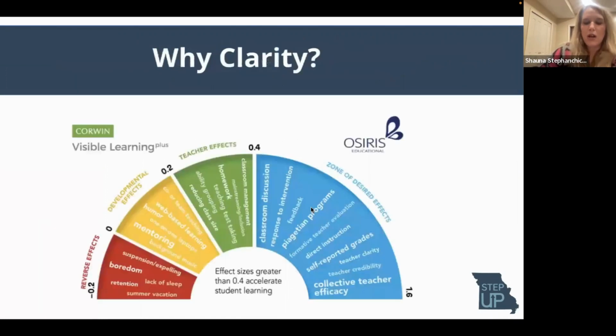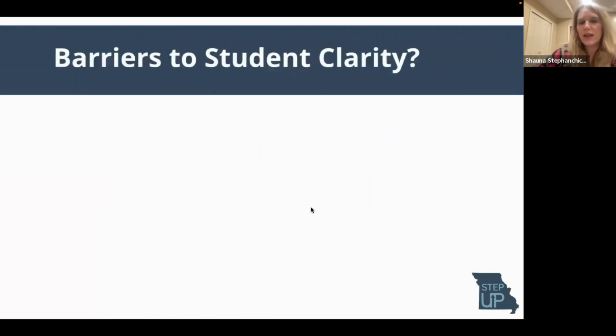So what are the barriers to student clarity? I left it blank because I thought we'd have some people on the call. But Val, maybe you and I can chat. What do we think are some barriers to our students having clarity?